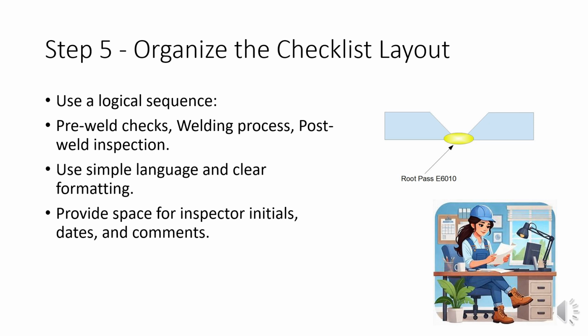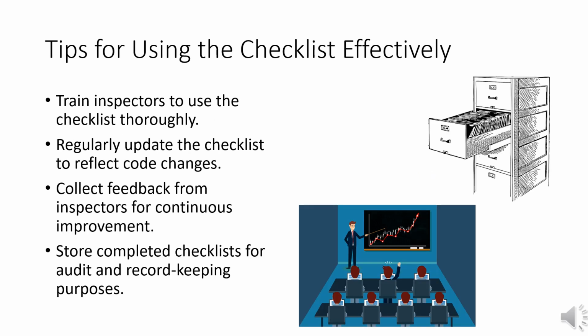Step 5. Train and update for effective use. To use the checklist effectively, 1. Train inspectors on how to fill it out properly. Provide work instructions to ensure consistent application. 2. Regularly update the checklist as projects evolve. Collect feedback from inspectors to refine and improve it.